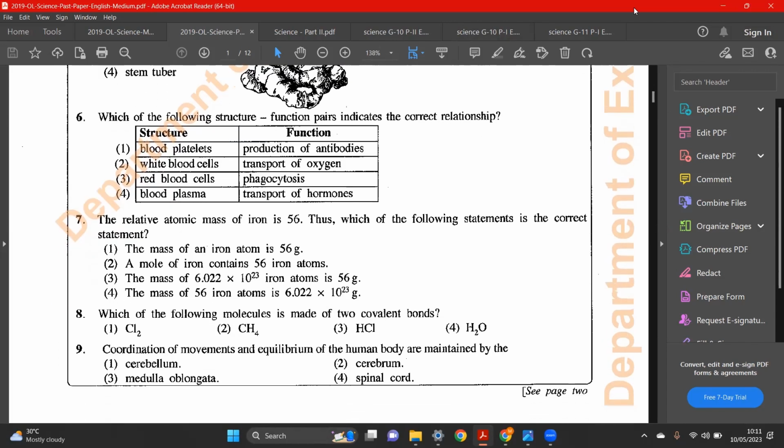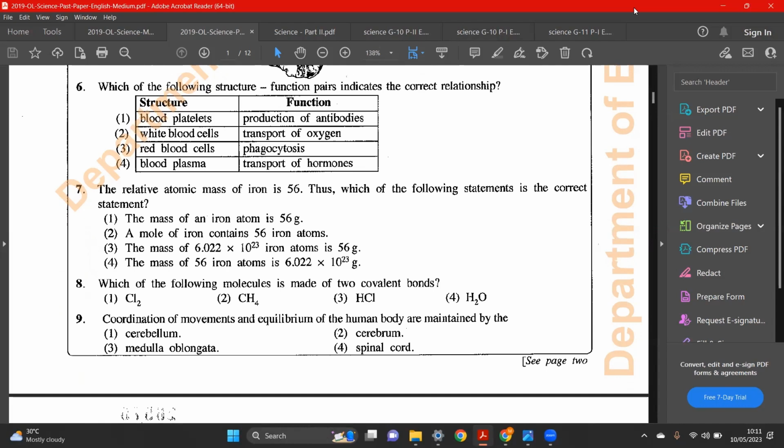Then we move into the sixth question, where they've given you a set of structures and their relevant functions, and we are supposed to choose the correct relationship. So if you look at the first one, the blood platelets. So platelets, remember, they act as some sort of, how do I explain it? Something like this. Let's say you have a hole in your roof, then you would somehow or the other put something to fill up that gap, right? So it's pretty much the same thing what the platelets do.